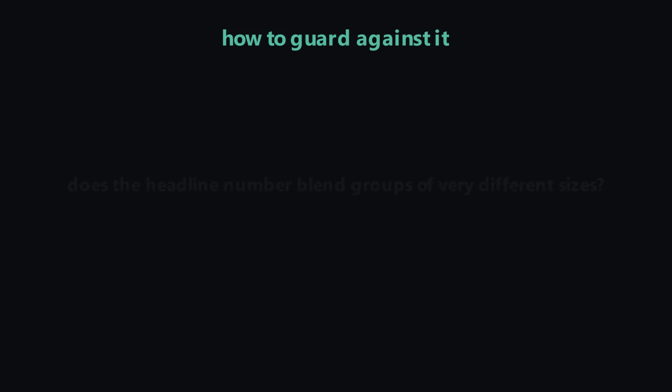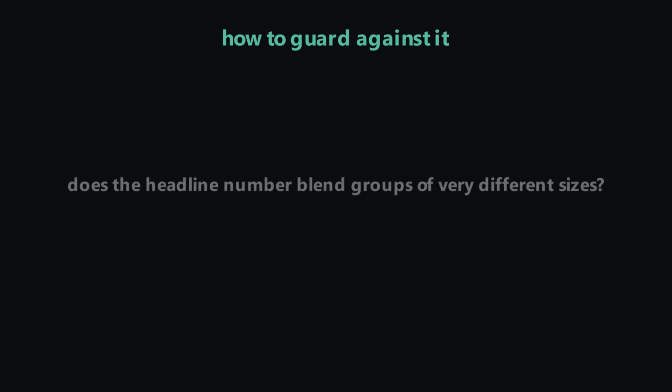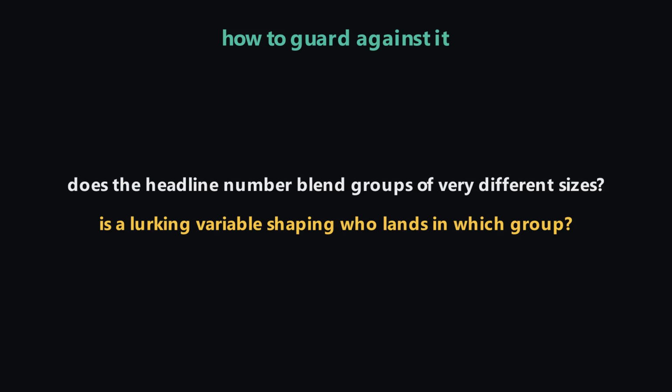When you meet an aggregate, a single headline number, ask whether it quietly blends groups of very different sizes. And ask the harder question, is there a lurking variable shaping who lands in which group? If there is, that one tidy number deserves your suspicion. The deeper lesson is humbling. A single number, a percentage, a national average, can hide a story that reverses the very moment you look closer.